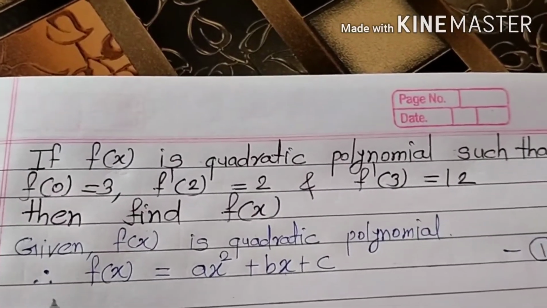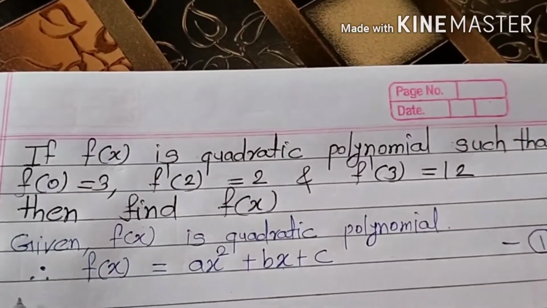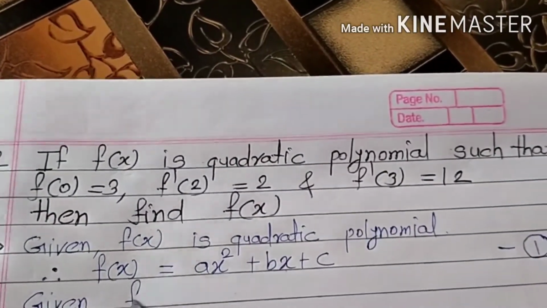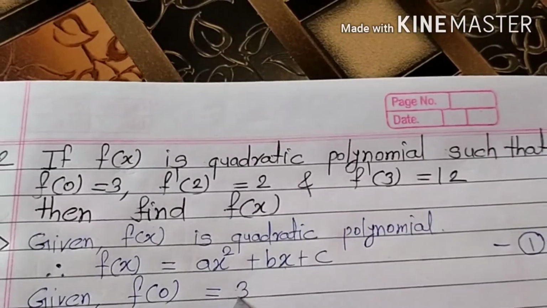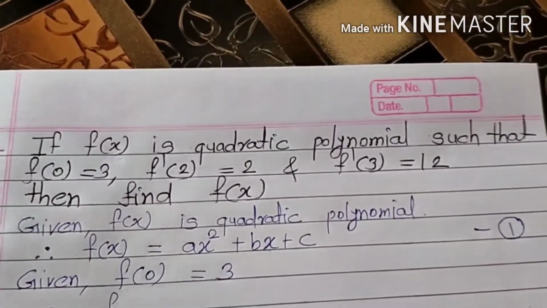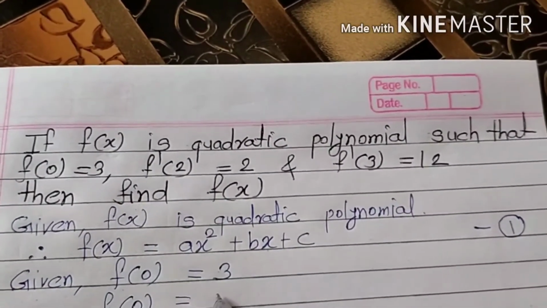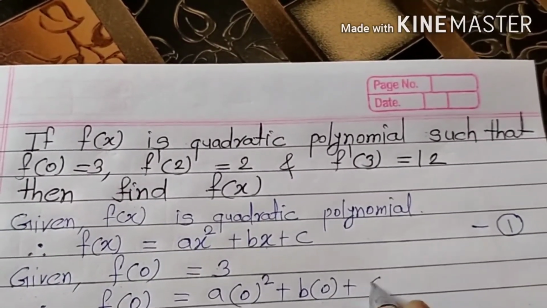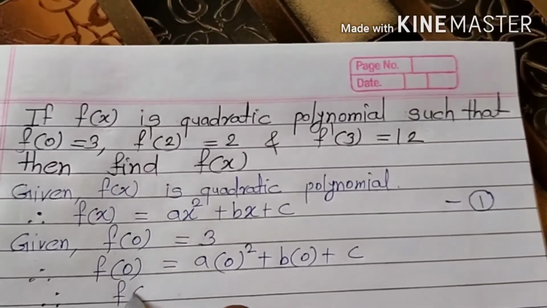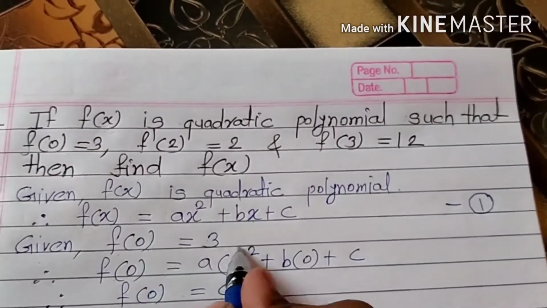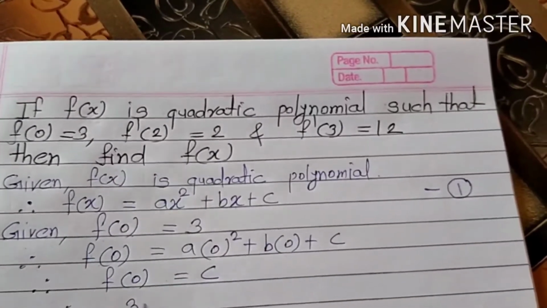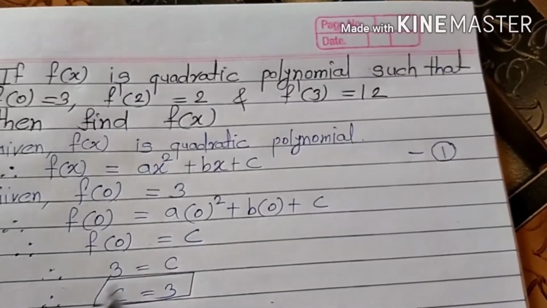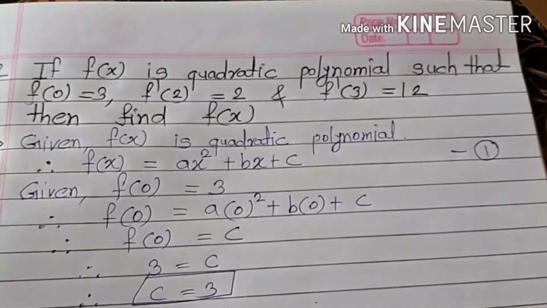Given f of 0 is equal to 3. Therefore if we put 0 here, it is a into 0 square plus b into 0 plus c. So f of 0 is equal to c, but f of 0 is equal to 3, therefore 3 is equal to c. So c is equal to 3.